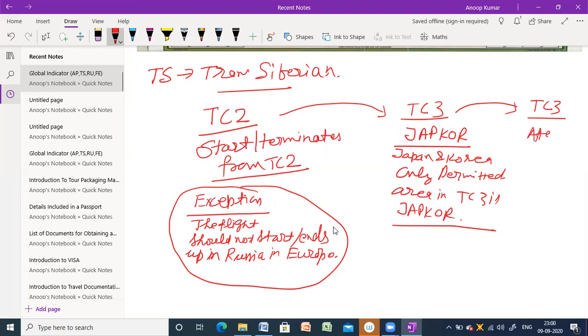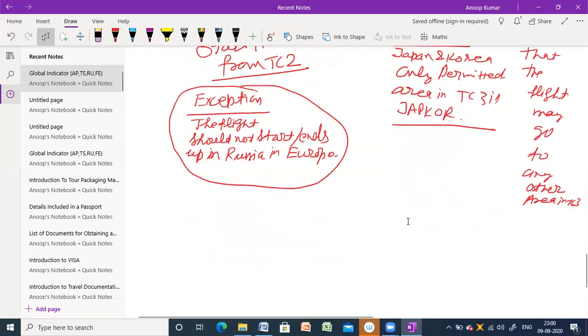After that, the flight may go to any other area in TC3 apart from JAPCOR. The first entry point must be JAPCOR.